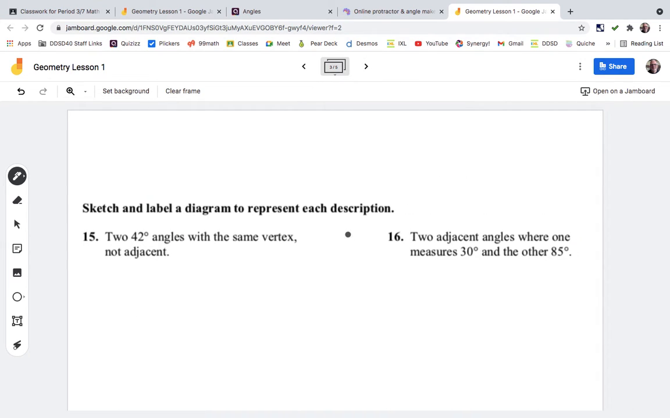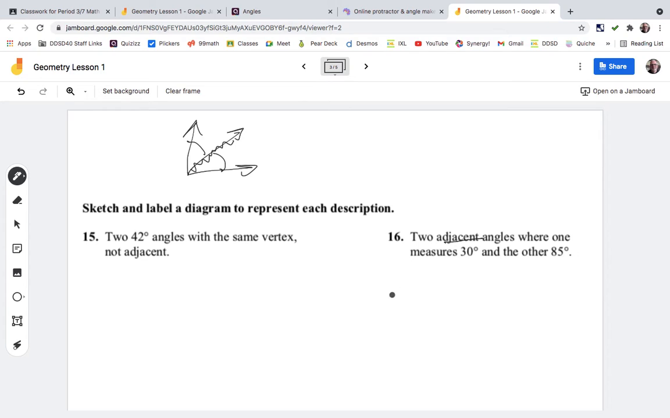Sketch and label a diagram that represents each. So adjacent means connected. So if I have 2 angles but only 3 lines, they share this ray right here in the middle. It's part of this angle and part of this angle. It's called adjacent. So that's adjacent right here.